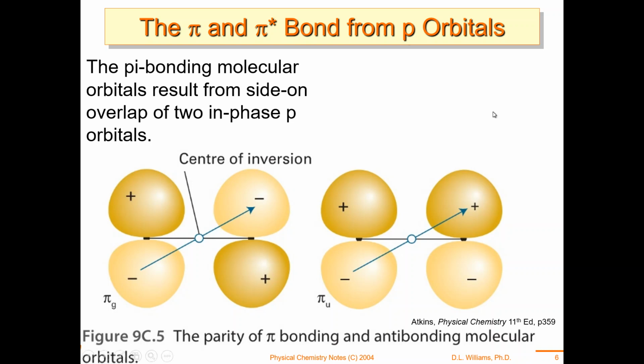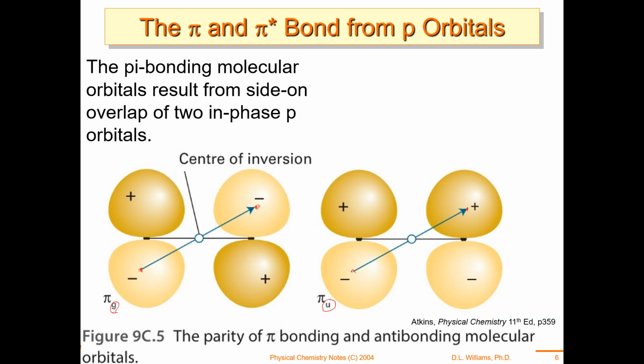And so in this case, if I take this point here and I invert it, so I go through the center of mass to the other side, it's the same sign. And so that's why I get a g. And over here, if I take that point and go to the opposite side of the molecule through the center of mass, it's a different sign, and so that's ungerade.